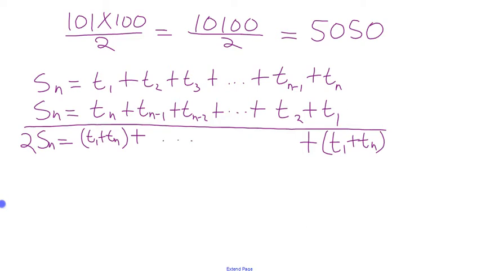And how many of them are there? Well, when we were adding up 1 to 100, but how many terms do we have? N. We have n terms. So how many of these are there? There are n of them, right? So what's S sub n?